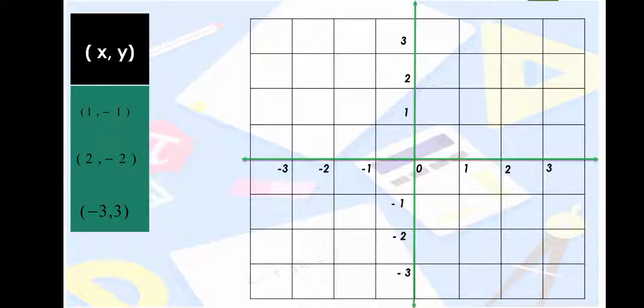Now the first ordered pair is 1 and minus 1, as 1 is the value of x and minus 1 is the value of y. So 1 and minus 1 are intersecting on this point, so mention the ordered pair over there, 1 and minus 1. 2 and minus 2 are intersecting on this point, so the ordered pair 2 and minus 2 will be mentioned here. Last ordered pair is minus 3 and 3.